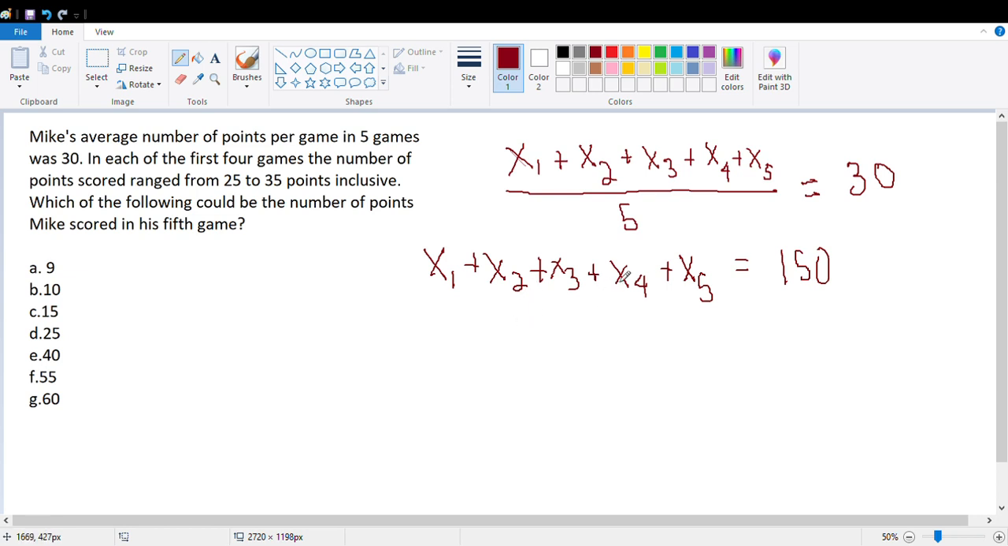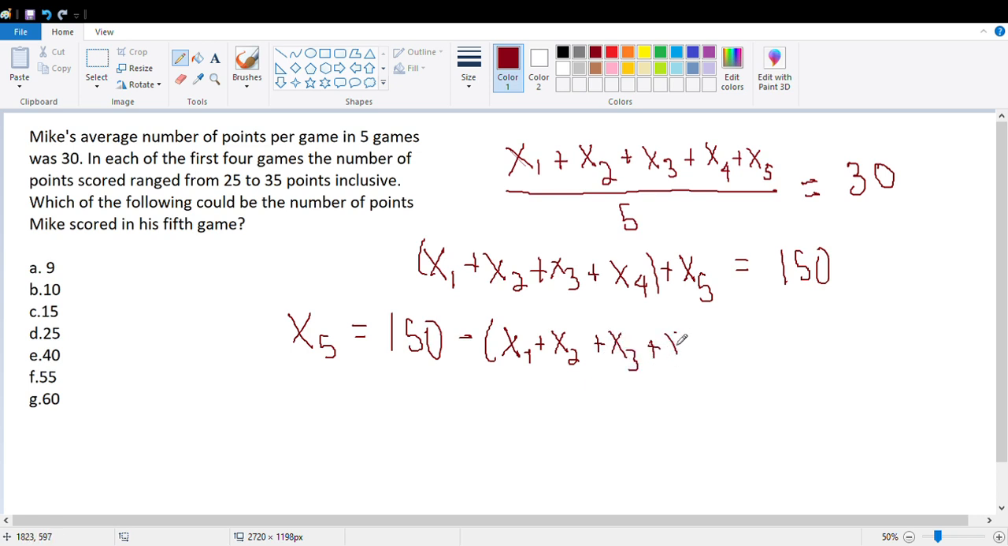What I'm going to do is subtract this entire thing to the other side. I'm going to be left with the number of points that Mike scored in the 5th game, x5. It's going to be 150 minus, and I'm going to subtract literally this whole chunk here, so I'm just subtracting it to the other side: x1 plus x2 plus x3 plus x4.